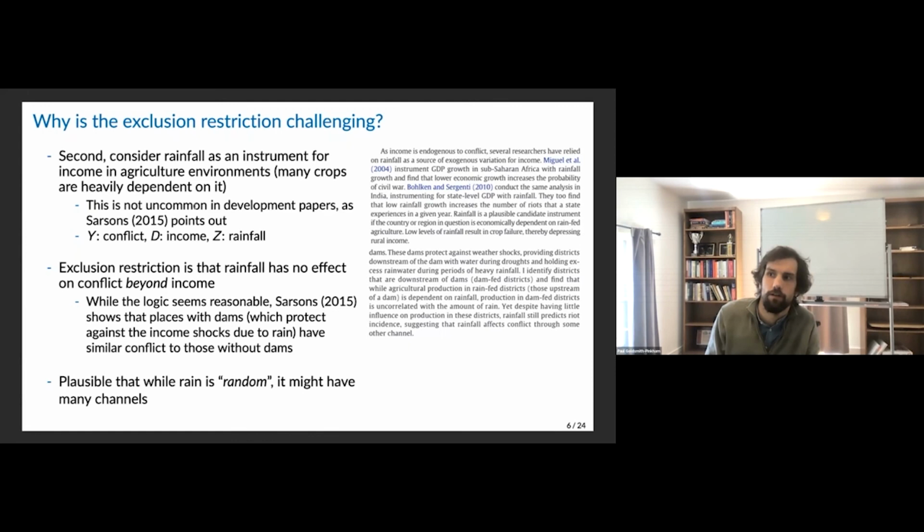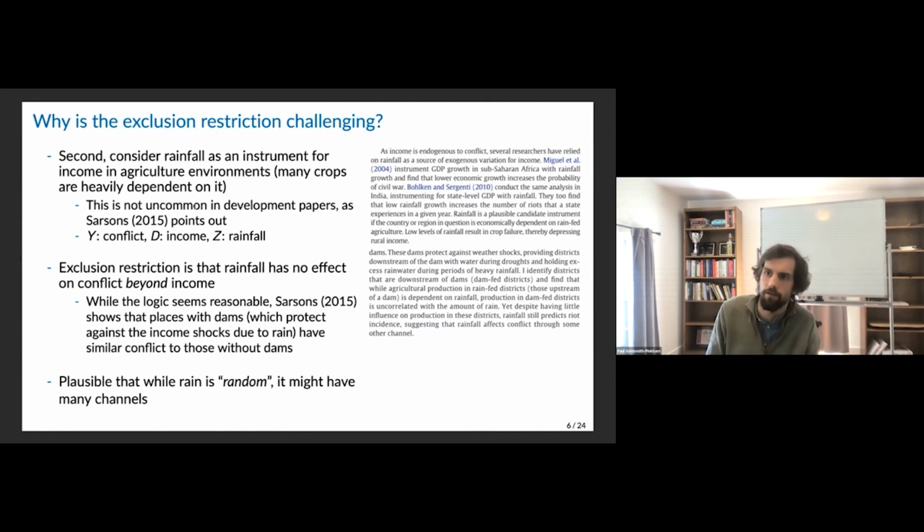those places with dams have similar conflicts to those without dams, which really suggests that rainfall is having an effect on conflict that's not through the income channel, right? The income aspect just happens to be correlated in that way. It's not that it's happening through income per se, even though income is affected by rainfall. It's not that the variation in income caused by rainfall then induces differences in conflict.